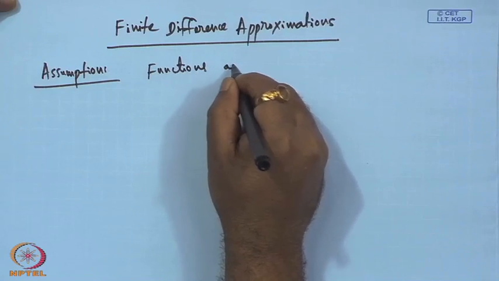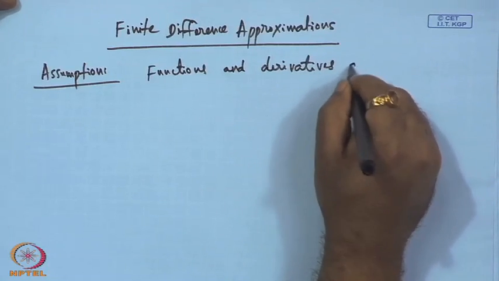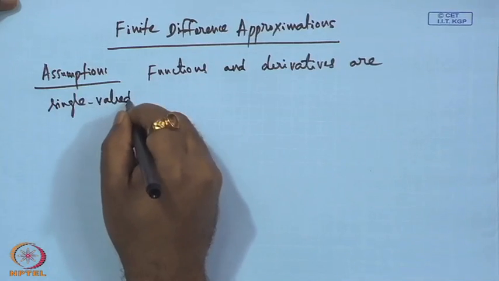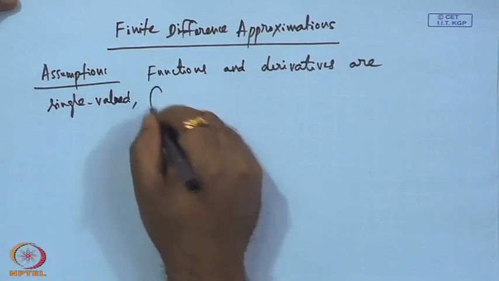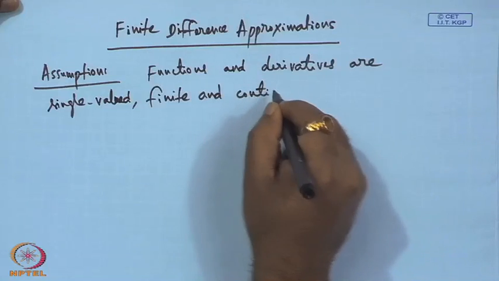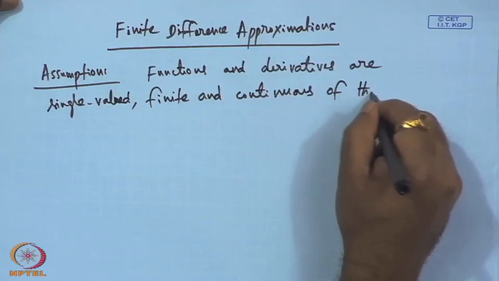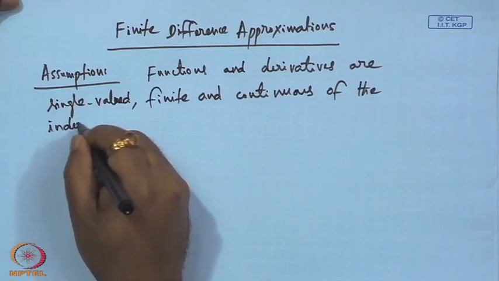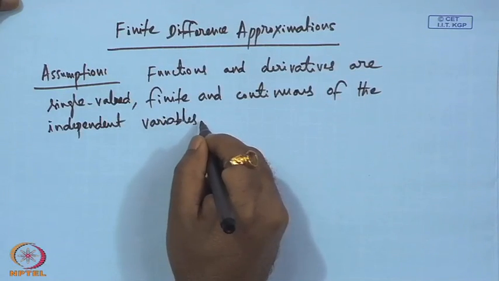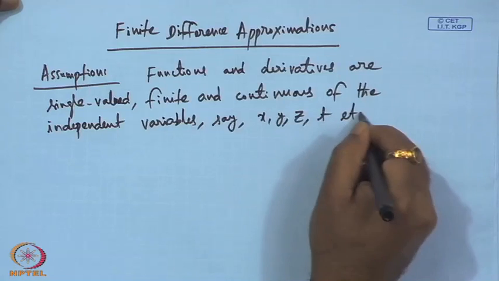The general assumption is that the functions and derivatives are single valued, finite and continuous of the independent variables, say x, y, z, t, etc.